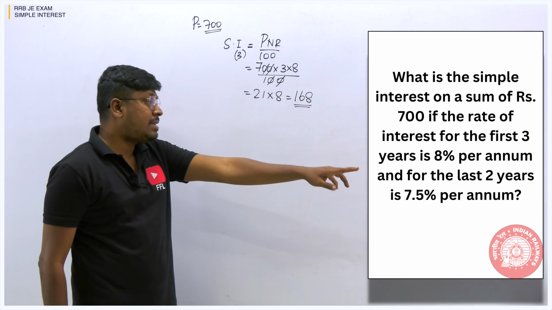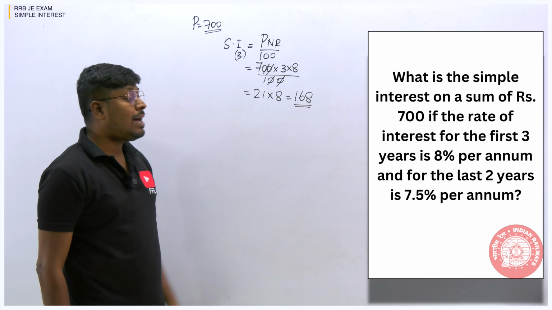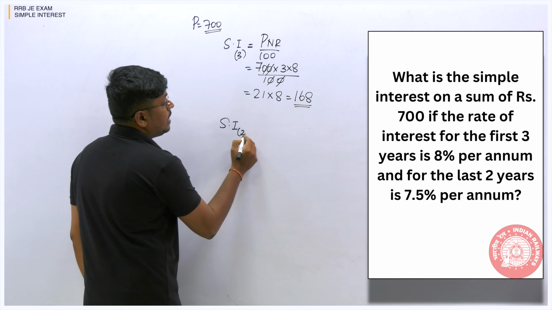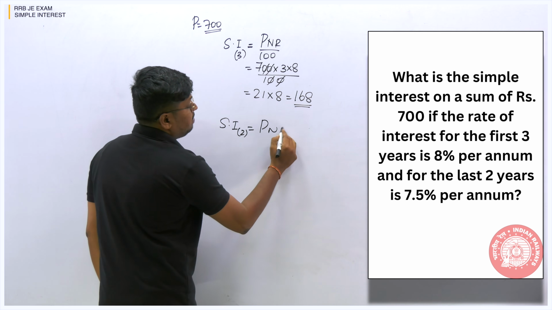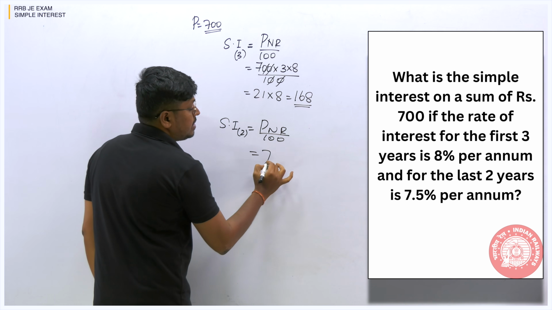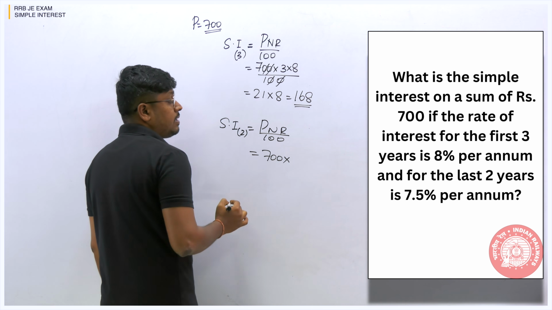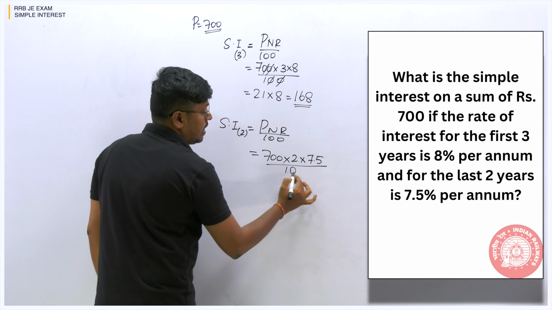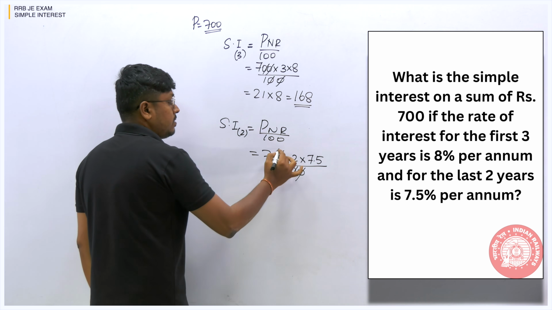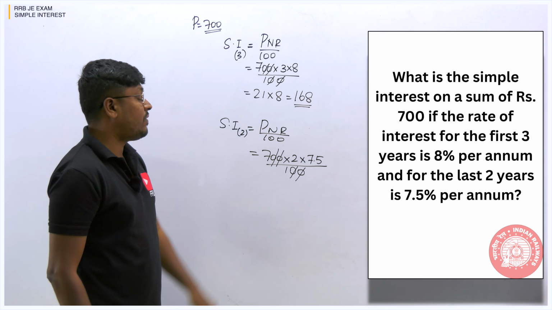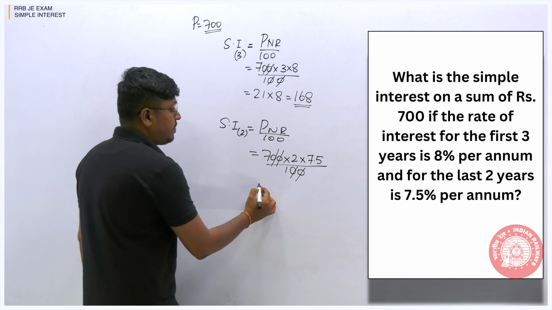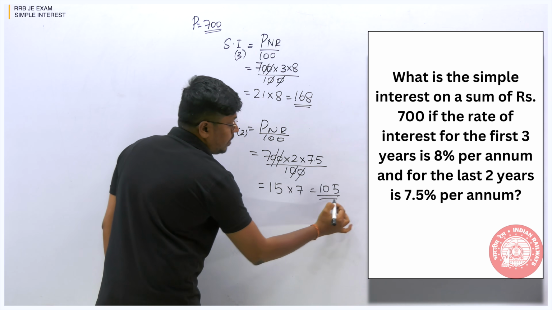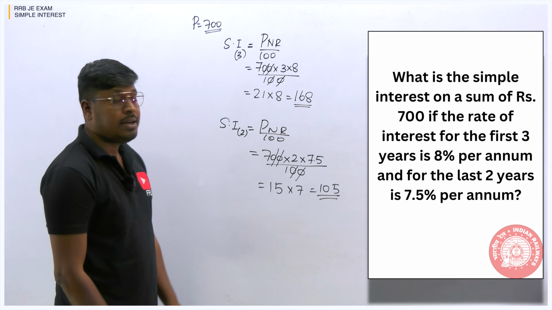And for the last 2 years, what is the rate of interest? 7.5%. So similarly, we can find it for the last 2 years. Again, the formula will be PNR divided by 100. The principal won't change, again the same 700. But the number of years is 2 and the rate of interest is 7.5% divided by 100. So cancel 20 here. 7.5 into 2 is 15. So 15 into 7 is 105. So 105 is the simple interest for the last 2 years.